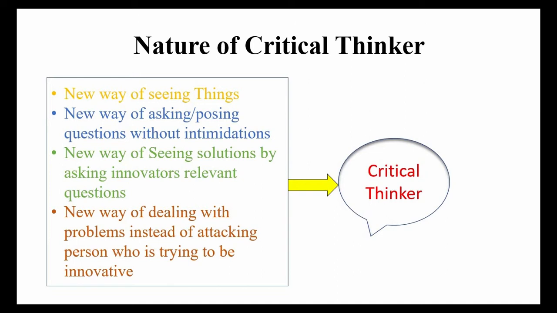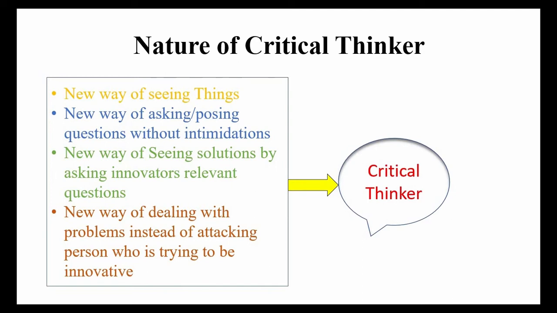And the last one is, it is a way of dealing with problems instead of attacking persons who are trying to be innovative. Always a critical thinker wants to face a problem in a smooth way. A critical thinker will be acting very freely. Whatever he wants to do, he will be doing for the right cause. He won't be disturbing others, where he will be doing his own task for the benefit of others. That is very important for the critical thinker. All these come under the nature of a critical thinker.